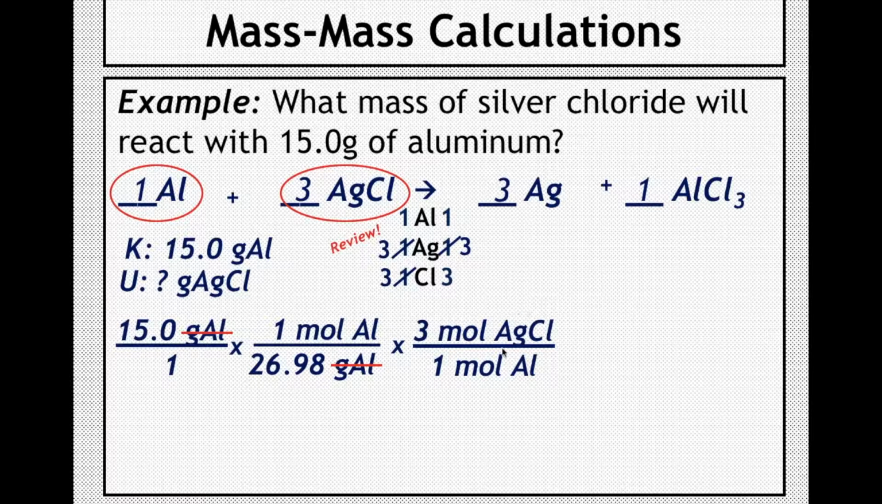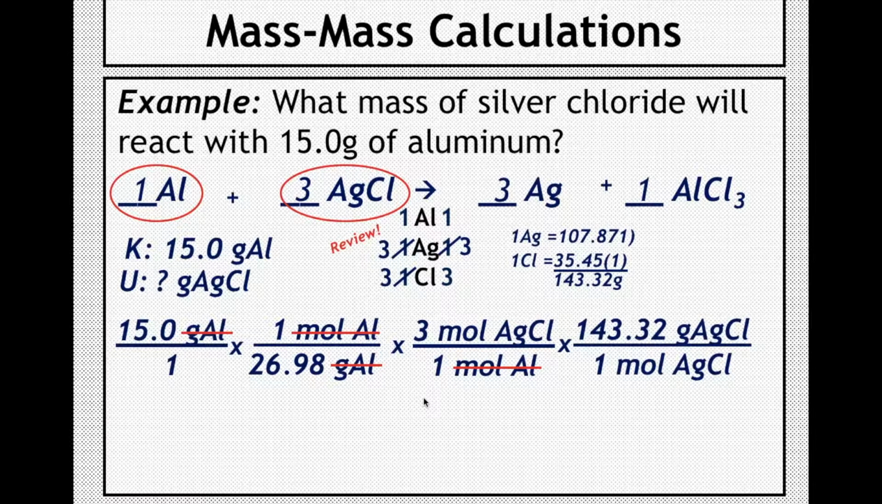But moles of silver chloride is not what the question's asking, right? Grams. So we know how to convert moles to grams. We've been doing it since unit like 3 or 4, so it's no big deal for us. Now we just need to cancel that out. For every 1 mole of silver chloride, we need to find out how much it weighs, and that's what goes there. That's just a conversion. We get these numbers from the periodic table, and we just plug it in.